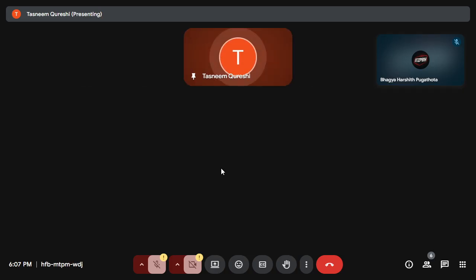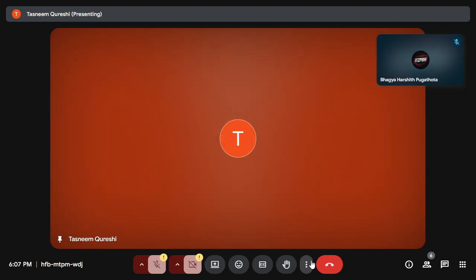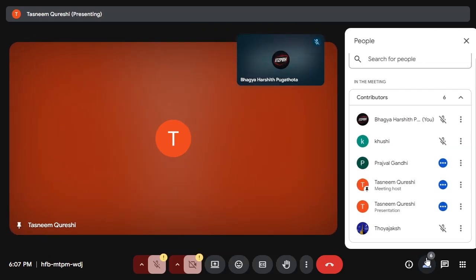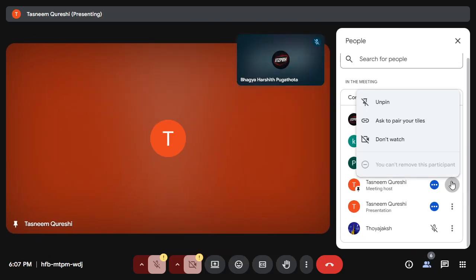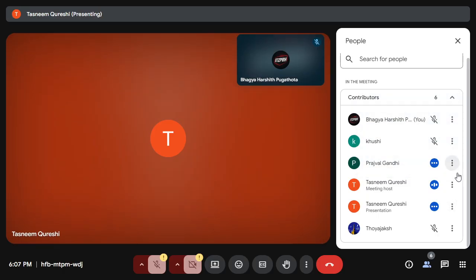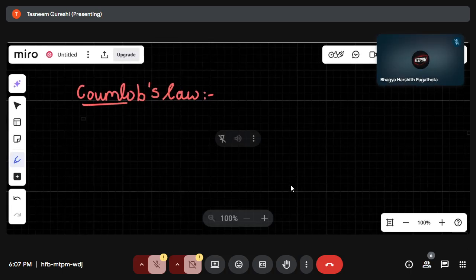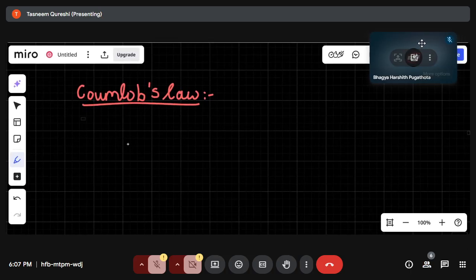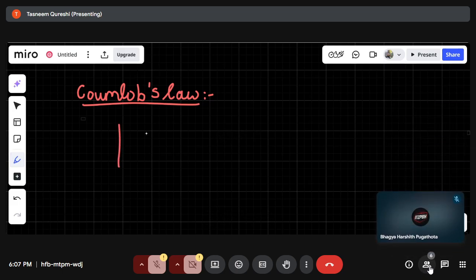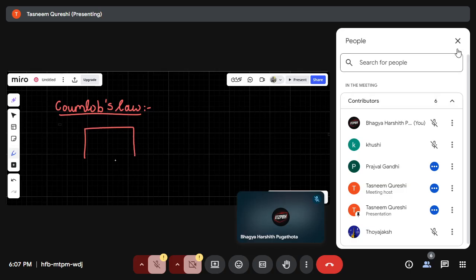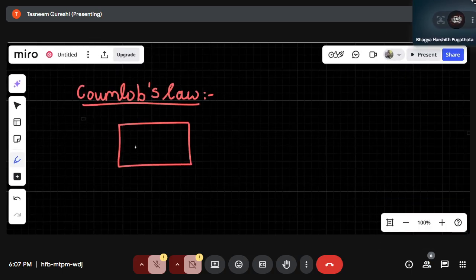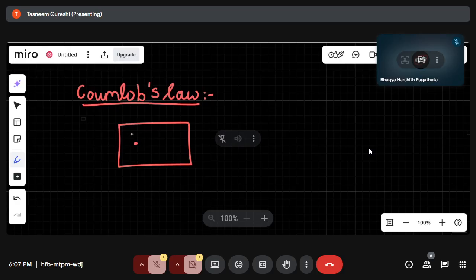So we know Coulomb's law, right? What does it state? Like if you have two charges, say this is some space, this is some region wherein you have two point charges, in particular two point charges. This is charge number one, Q1, and this is charge number two, Q2.